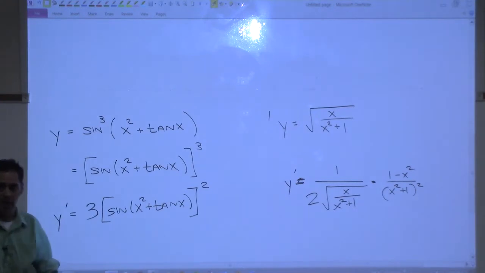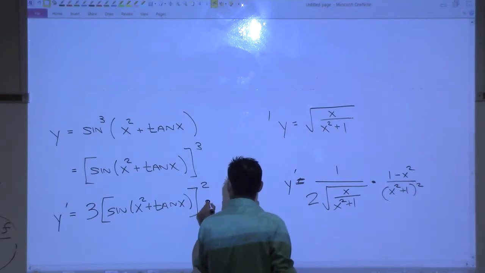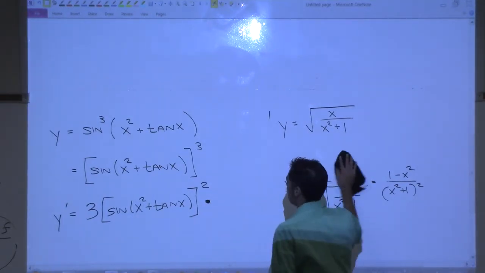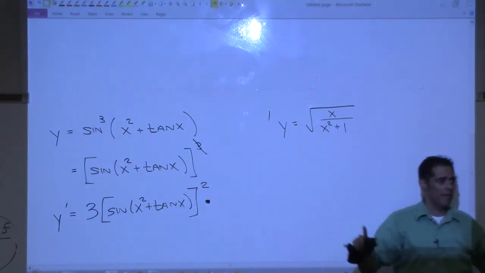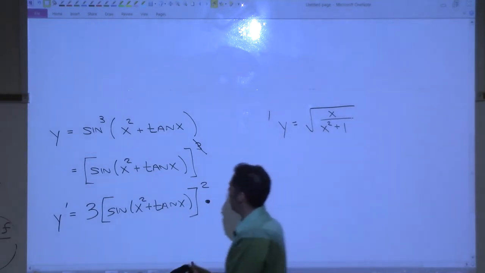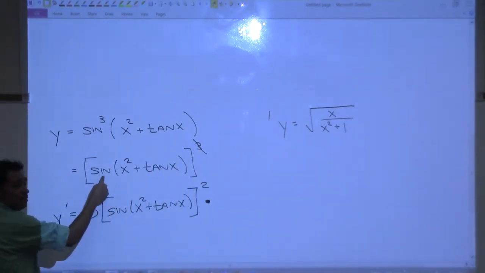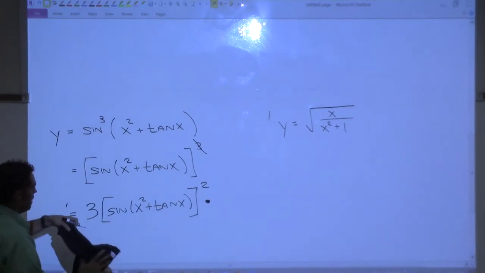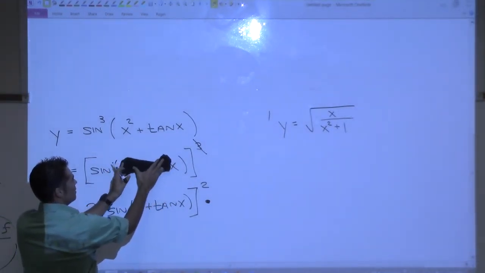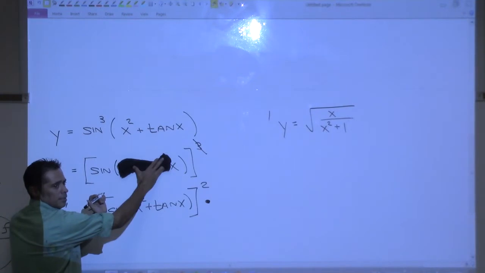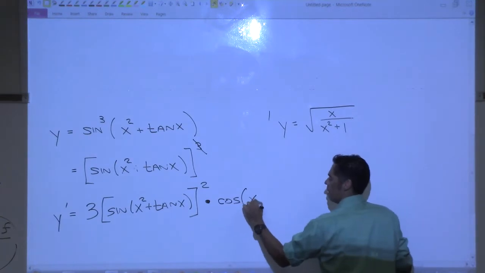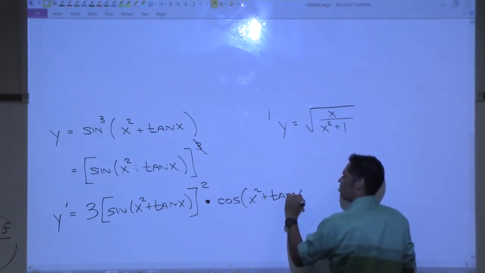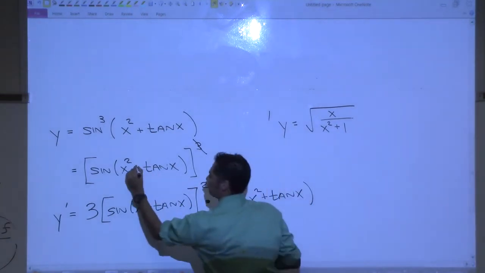Now, I'm not done, right? I'm not done. Times. Now what do I do next? I need to go to the middle now. So I've already taken care of the third power, right? So now I'm going to go to the next layer. The next layer is the sine part, right? So now I can go back to this rag. Now I have sine of a rag. So what's the derivative of sine of the rag? Cosine of the rag. So I put cosine of x squared plus tangent x, and I close off the cosine there, right?